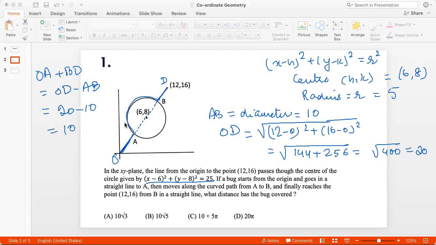So the curved path is the semi-circumference, because it's half a circle. So the semi-circumference would be pi r. And since the radius of the circle is 5, it would be 5 pi. So the total distance that the bug covered is 10 plus 5 pi, which is option C.